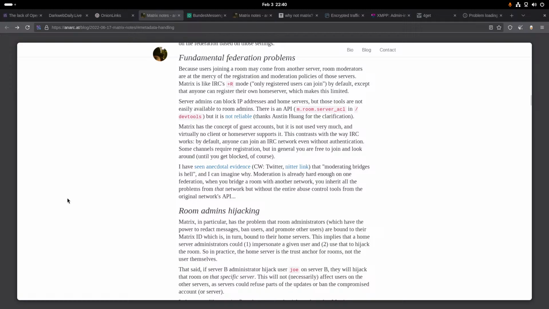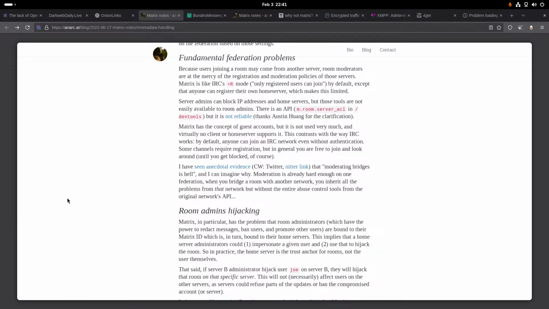Okay, so because users joining a room may come from another server, room moderators are at the mercy of the registration and moderation policies of those services. Matrix is like IRC's plus R mode. Only registered users can join by default, except that anyone can register their own home server, which makes this limited. Server admins can block IP addresses and home servers, but those tools are not easily available to the room admins. There is an API, m.room.server_acl, in the dev tools, but it's not reliable, thanks to Austin Hink for the clarification. Matrix has this concept of guest accounts, but it's not used very much, and virtually no client or home server supports it.